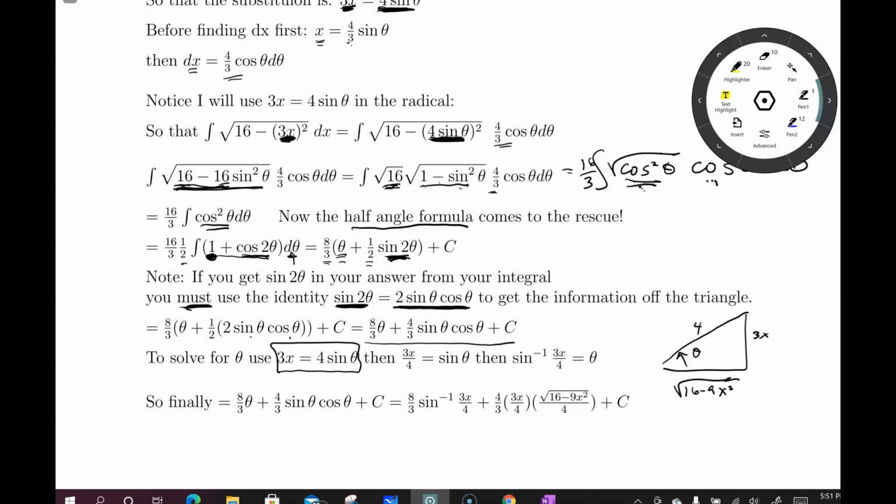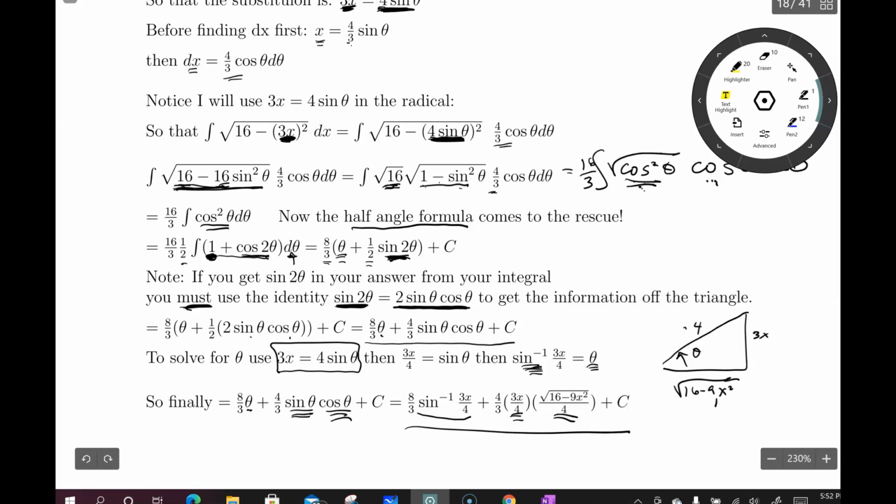Okay, the theta, the only time that you're ever going to use the inverse trig function is when you have to solve for theta, like I have in this problem, this theta. That's the only time you use the inverse trig function. The other times, sine of theta, that's 3x over 4. Cosine of theta is adjacent over hypotenuse. So now it's all in x's and we're done.